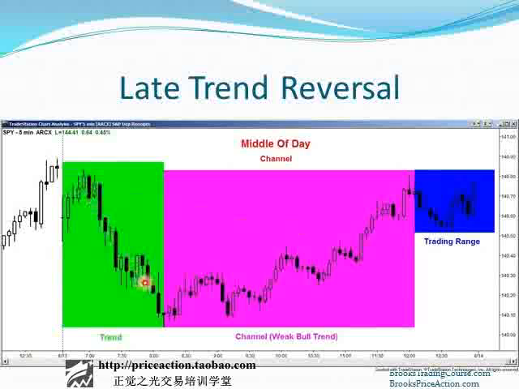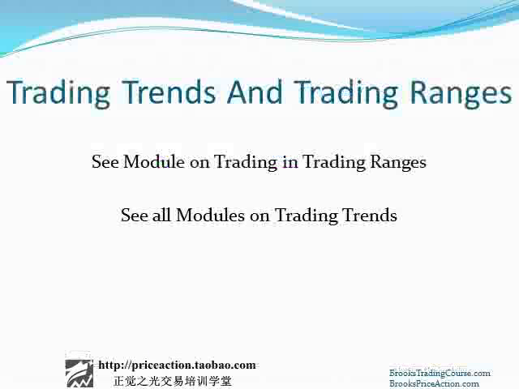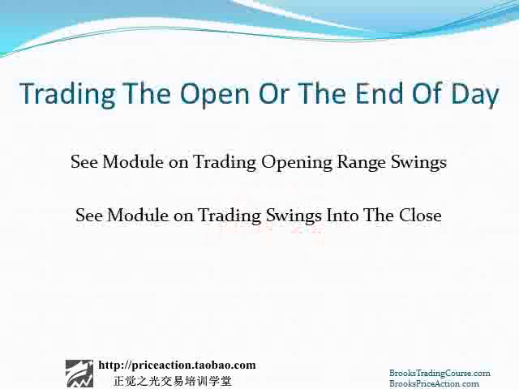Here we had a bear trend and then a weak bull trend in the middle, and then the end of the day ended up with a trading range. So pretty much any combination can develop. So trading trends and trading ranges, you can see the modules on them. There are modules about trading in trading ranges, and then another series of modules on trading different types of trends. And I also have modules about trading the opening range and then trading swings into the close of the day.